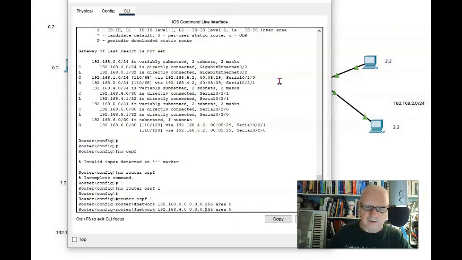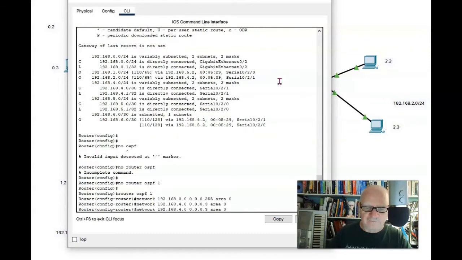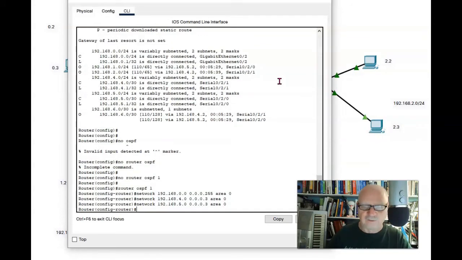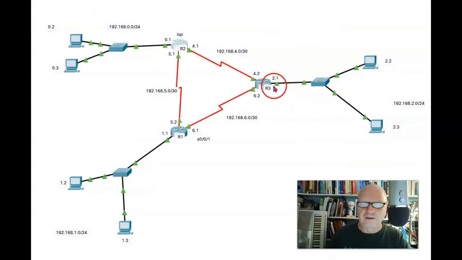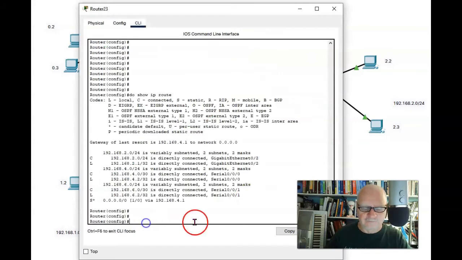192.168.4.0 and the wildcard mask is 0.0.0.3, and then the 5 network. Done. All right, finally router 3.